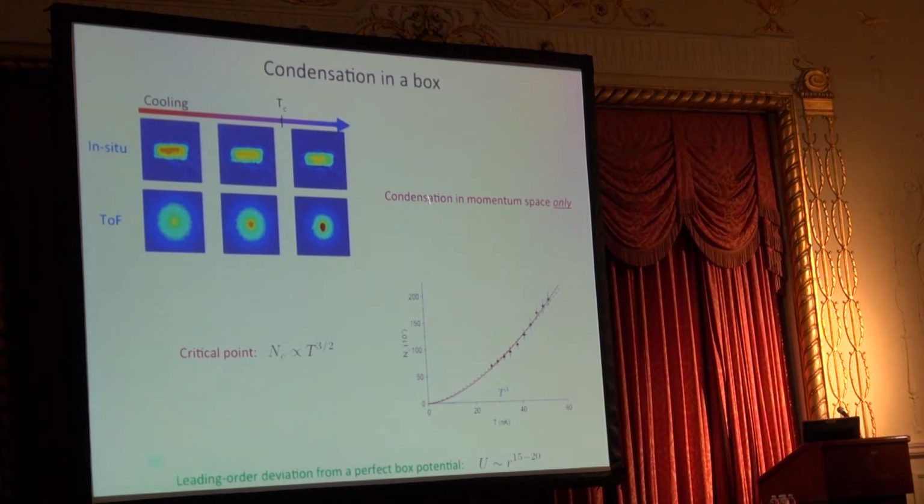And so from these thermodynamic measurements and some others that I'm not showing you, we can also assess exactly how good, how perfect, is our box trap. And it turns out it's quite good. The leading order correction that we see to the perfectly flat bottom, to the perfect square well, is at the level of r to the 15 or r to the 20 leading term correction. So for all practical purposes, it's basically a perfect box.